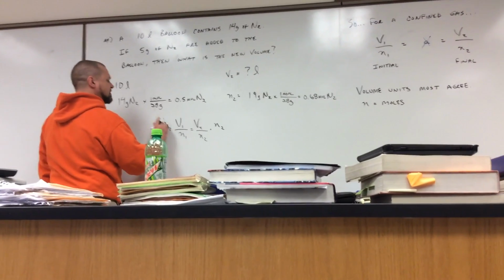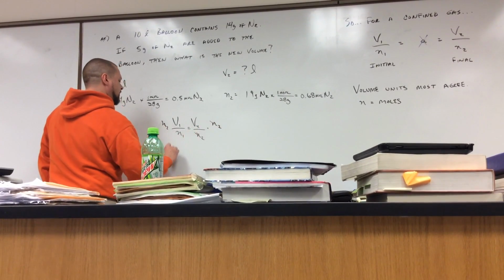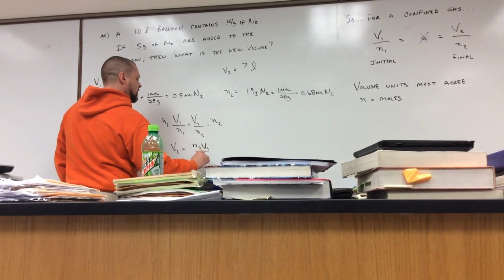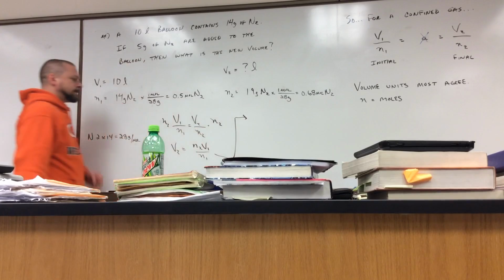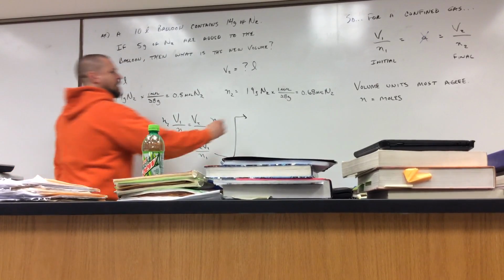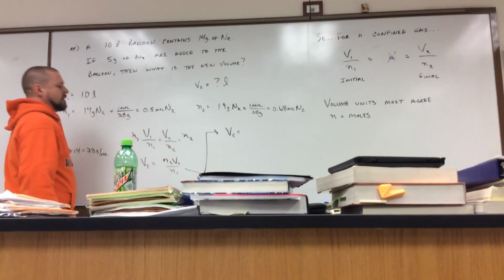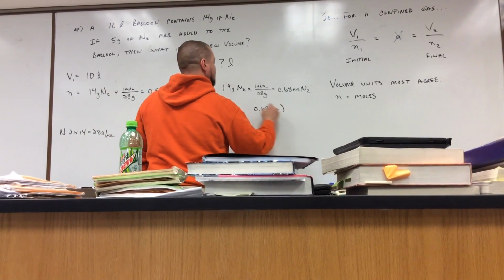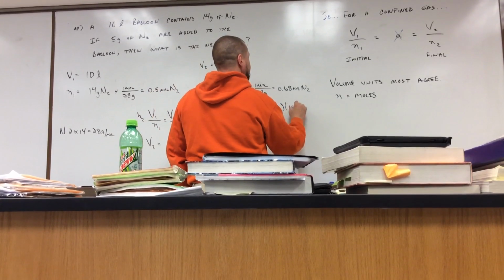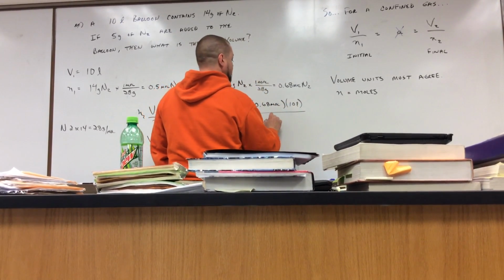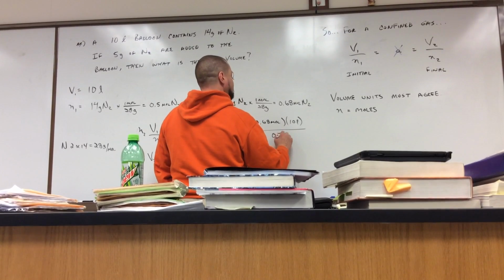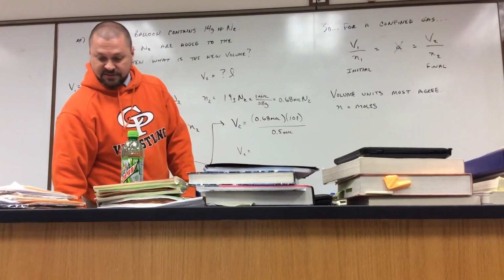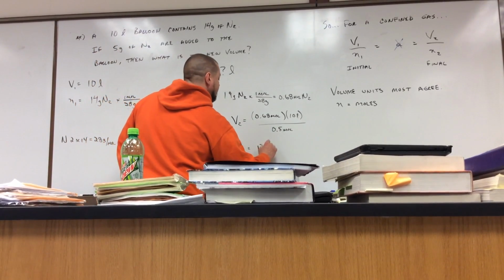So we multiply both sides by N2. And I get V2 equals N2 V1 over N1. I get V2 equals N2, 0.68 moles, times V1, 10 liters, divided by N1, 0.50 moles. So the volume should go up. I'm adding stuff to this balloon. I get 13.6 liters.